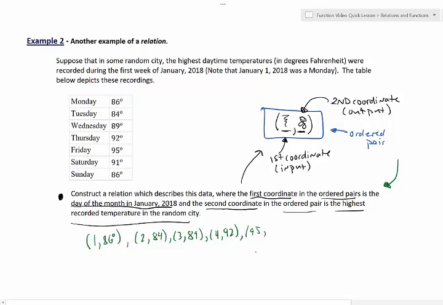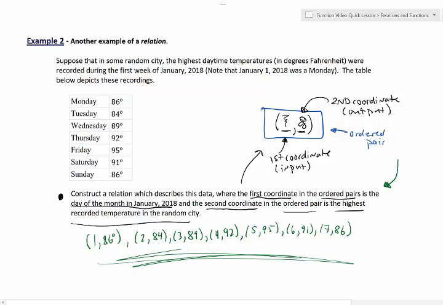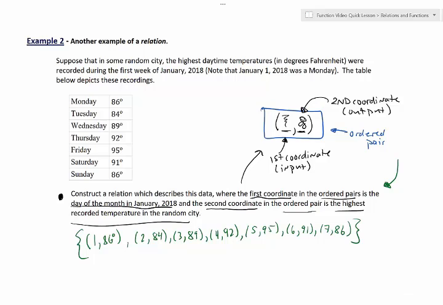What? I drew that wrong. See that? That's wrong. Should be the fifth day of the week was 95 degrees. Saturday is the sixth day of the week, 91 degrees. And the last day of the week, Sunday, 86 degrees. So we just listed out the ordered pairs right here that represent the day of the month, more specifically in the first week of January 2018. Now we're just going to throw them in the box.